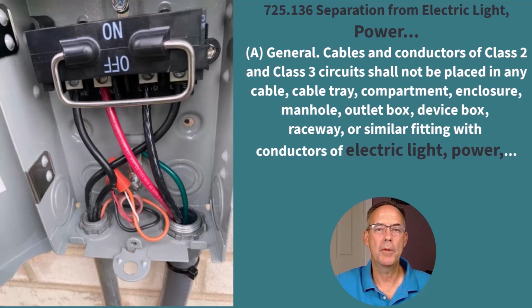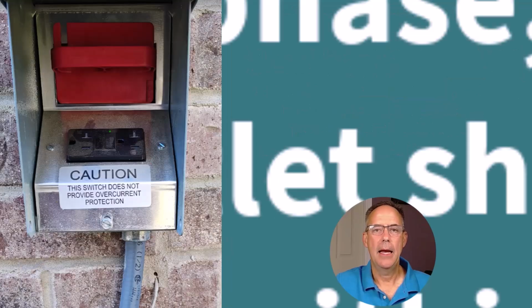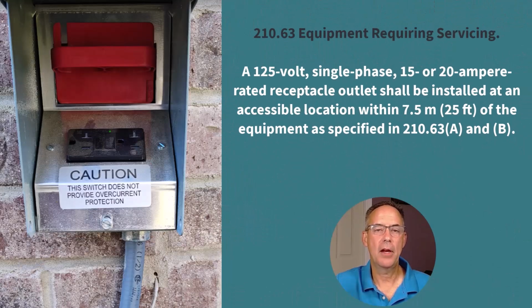And this is normally the way you see it. A lot of times on multifamilies, apartments, you'll find that the class 2 was run with the power conductors, and that does not meet the code. It's a violation of 725.136. NEC 210.63 says that equipment requiring servicing, you have to have a receptacle within 25 feet of the equipment.